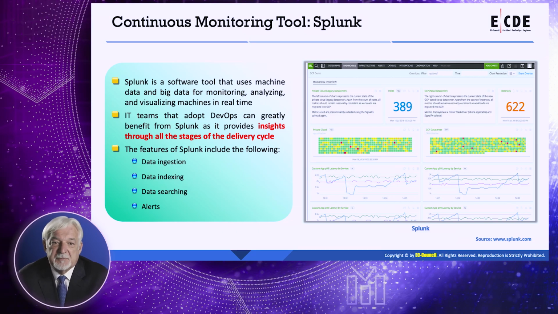It's a software tool that uses machine data and big data for monitoring, analyzing, and visualizing machines in real time. IT teams and DevOps can greatly benefit from Splunk as it provides insights through all the stages of the delivery cycle. The main features of Splunk include data ingesting, data indexing, data searching, and alerts. These alerts can be customized as far as what gets alerted and in what priority. It provides you great visualizations of what was discovered graphically. And again, it's fairly robust in what it can be applied to.